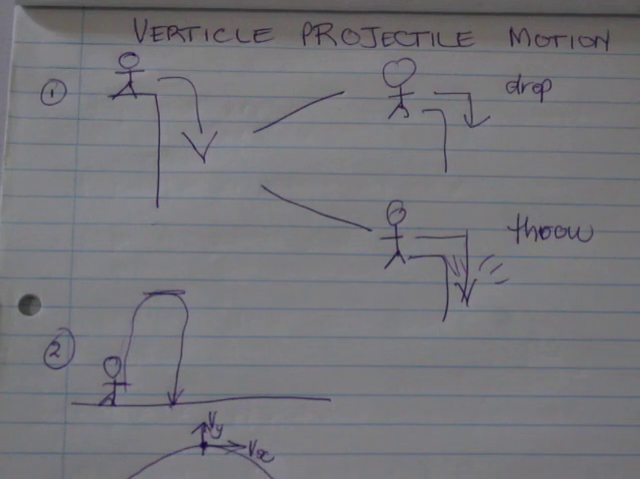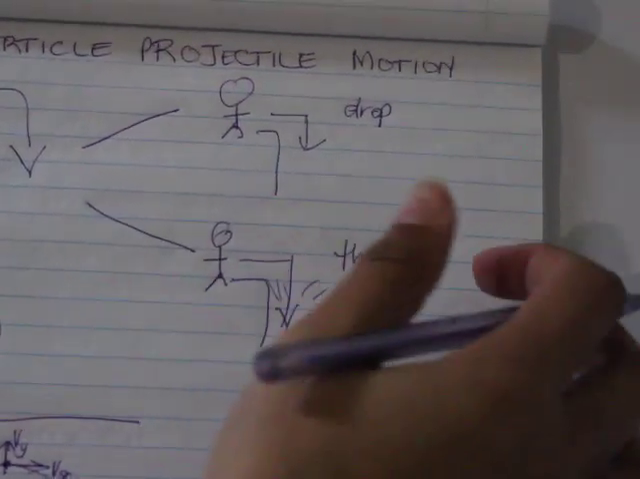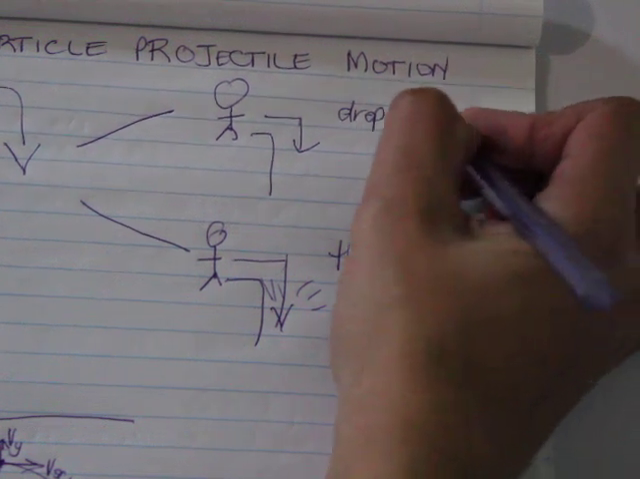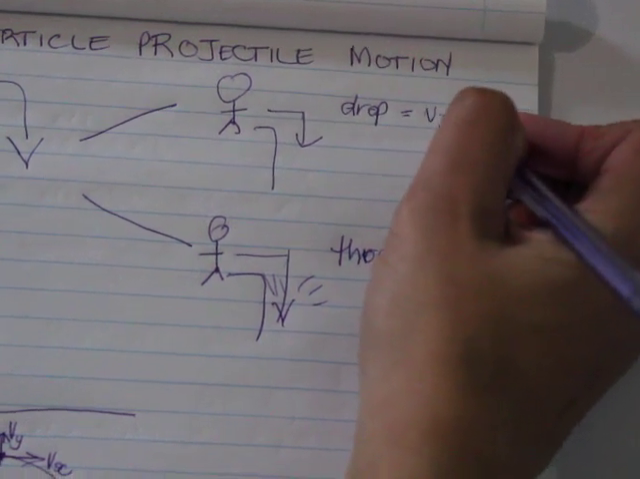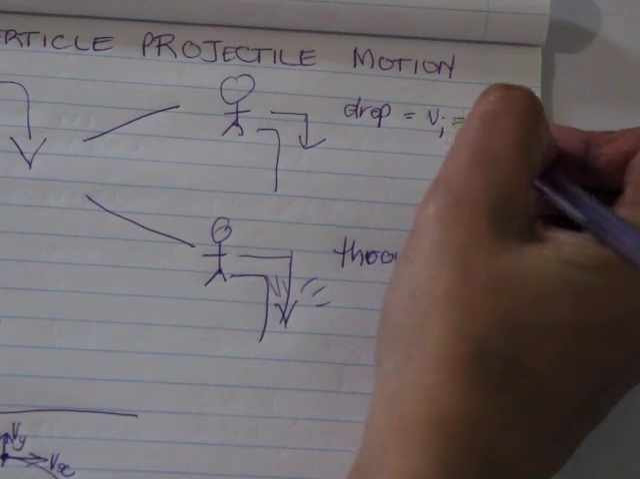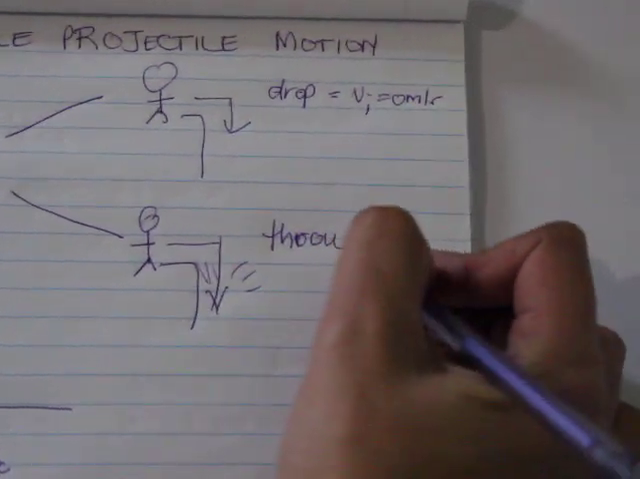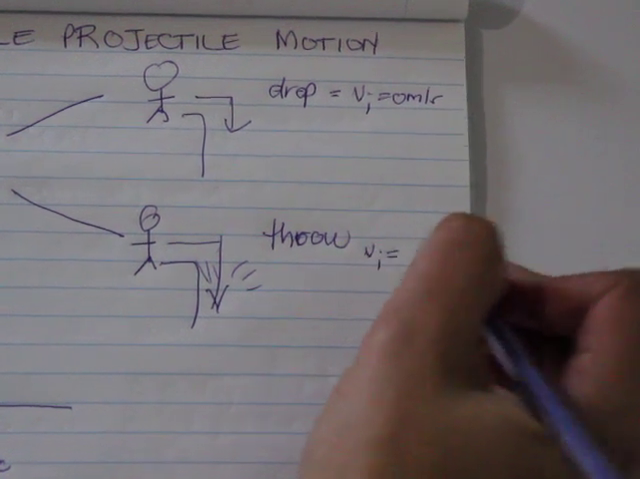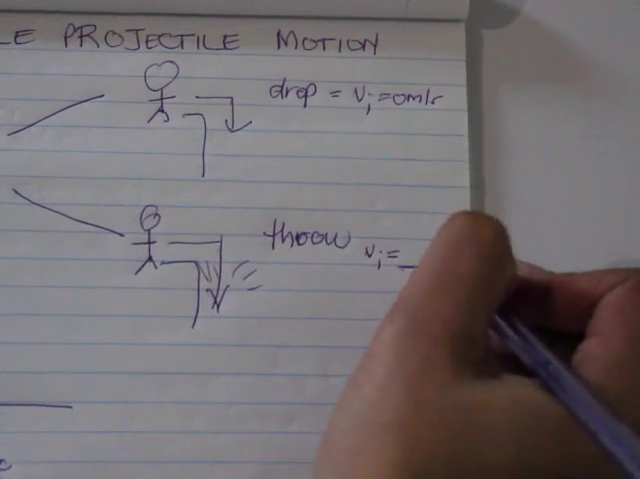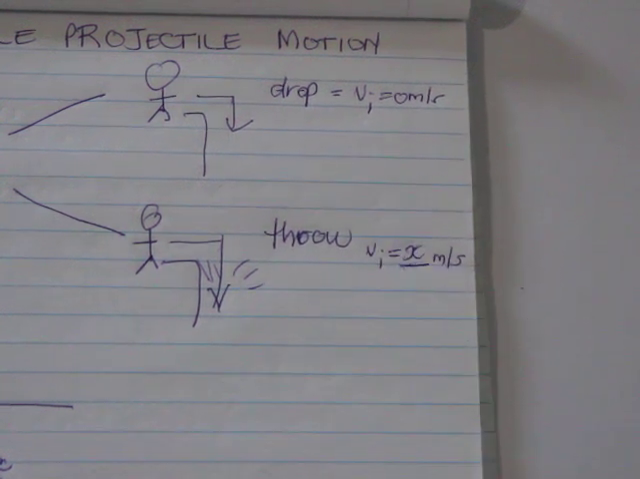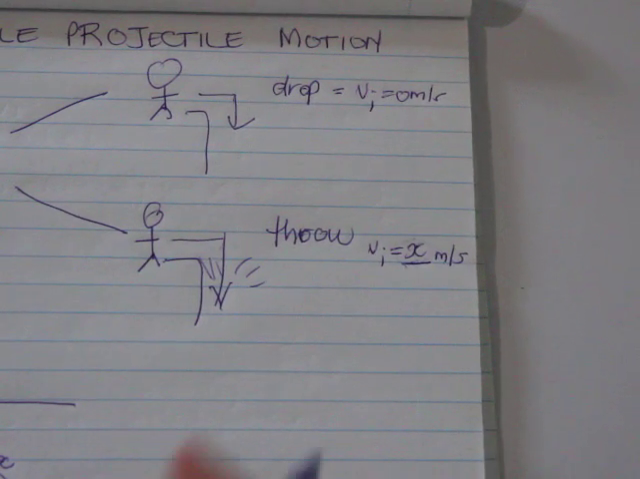If a ball is dropped, it means that the initial velocity is 0 meters per second. If a ball is thrown, it means that its initial velocity will have a value. And that value we will now call X.